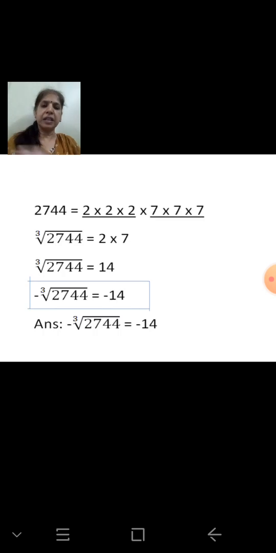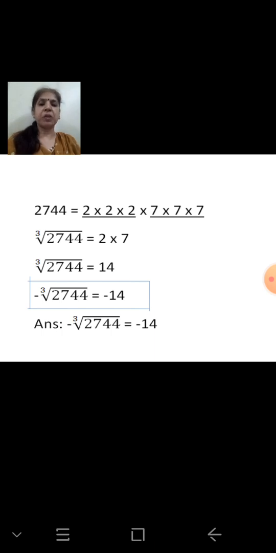After this, write the factors. 2744 is equal to 2 into 2 into 2, 7 into 7 into 7. Again I said, remember, each number appears thrice. After writing the factors, write the cube root sign using the radical sign. Remember to write 3. That is, for the cube root you write 3 outside the radical sign. And take one number from each group. So from 2, 2 and 7: 2 7s are 14. Cube root of 2744 is 14.